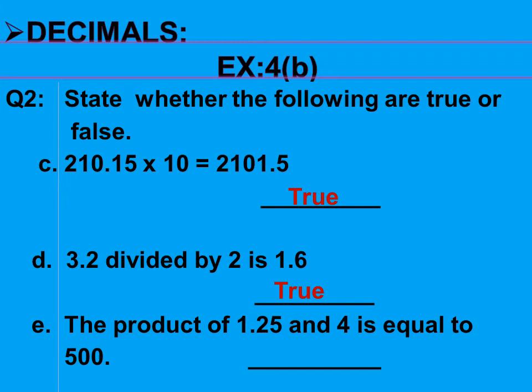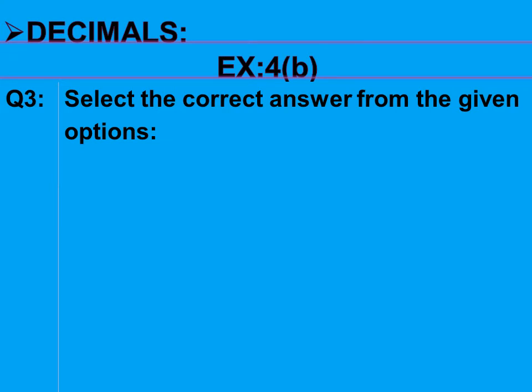Now we will move to the next part, part E. The product of 1.25 and 4 is equal to 500. Dear students, product means we have to multiply this given decimal number with 4. Okay. Now let's multiply. Yes, when we multiply these two numbers, we will get the answer 5.00. Okay. Which doesn't match the given answer, that is 500. So the statement is false. Now dear students, we will move to the next question.